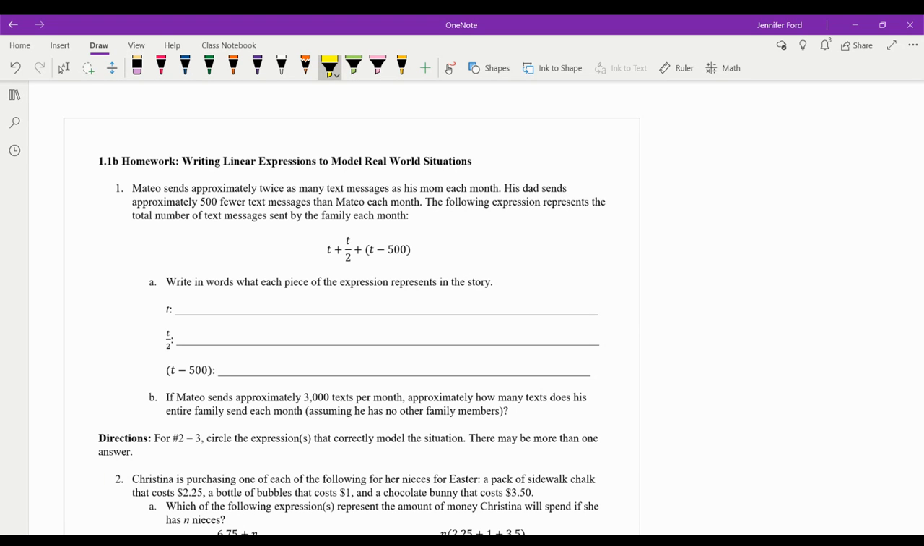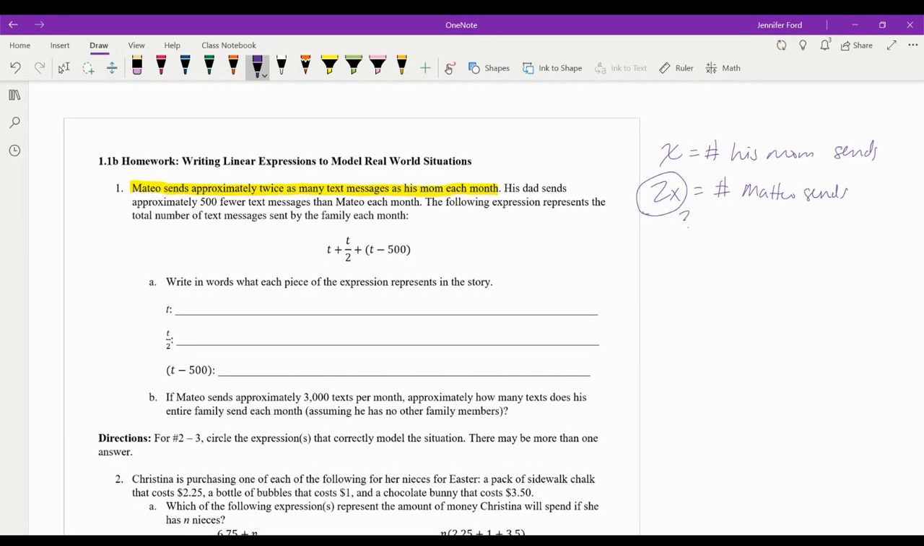All right. So here, this says, Mateo sends approximately twice as many text messages as his mom each month. So this makes me think that Mateo sends more than his mother. So if X is the number his mom sends, then 2X is going to be the number Mateo sends, because that's twice as many as his mom. But looking at my expression, I don't have a 2X, so that's a little bit confusing.